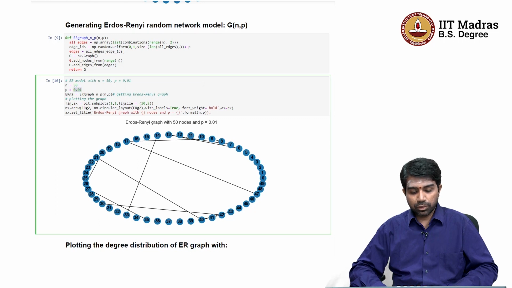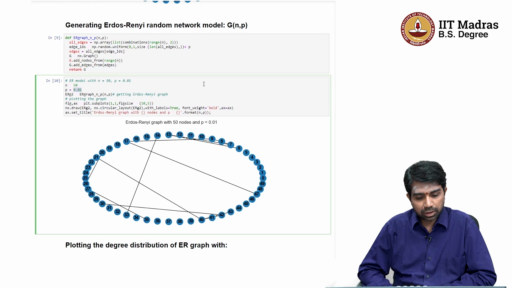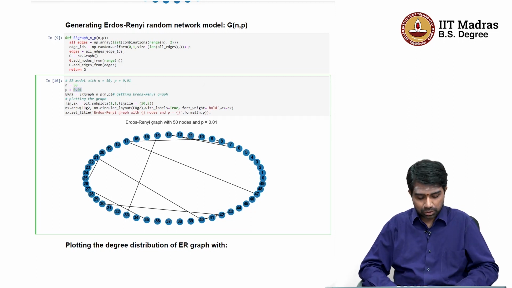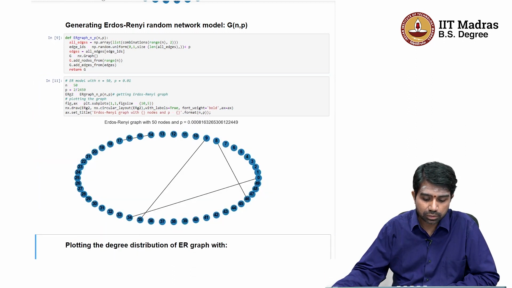Now let's make this. So n choose 2 is going to be close to 2450 or something like that, right? So it's going to be 2450. So 1 by 2450. Let's make this 2 by 2450 and run this.